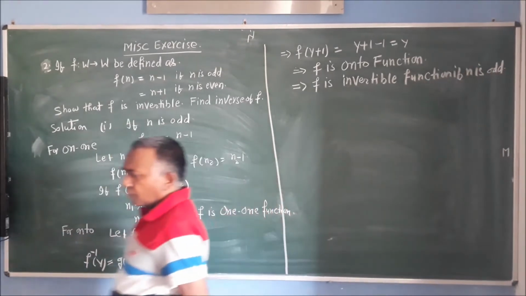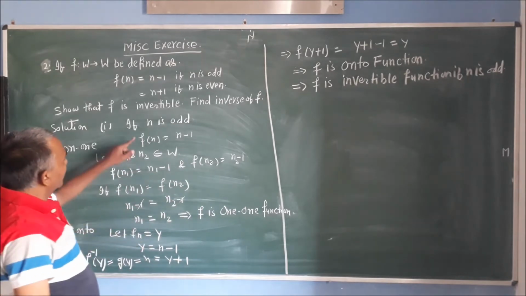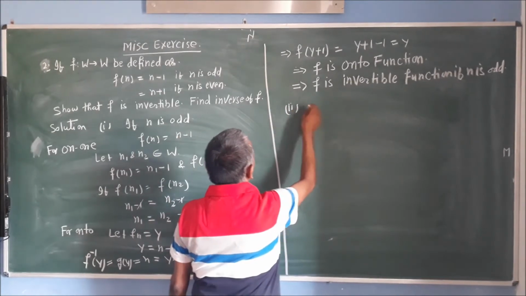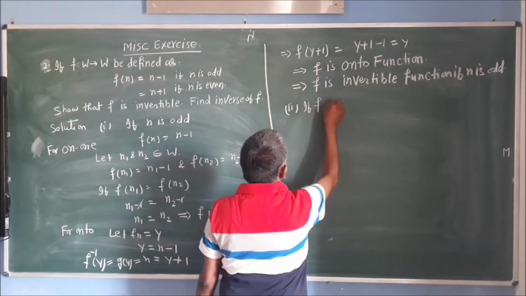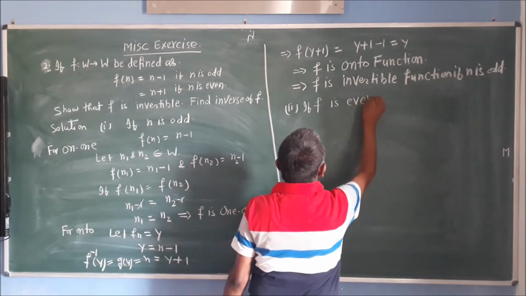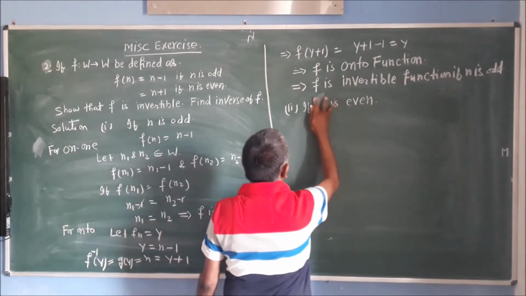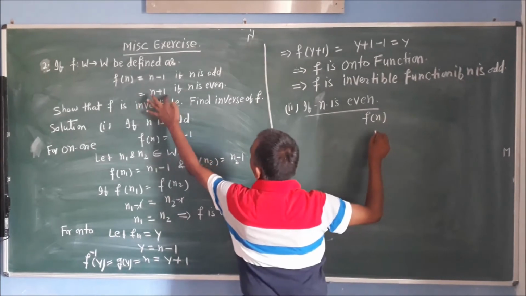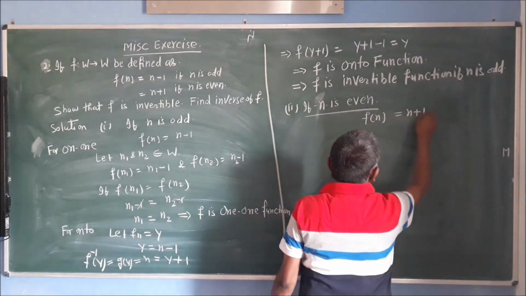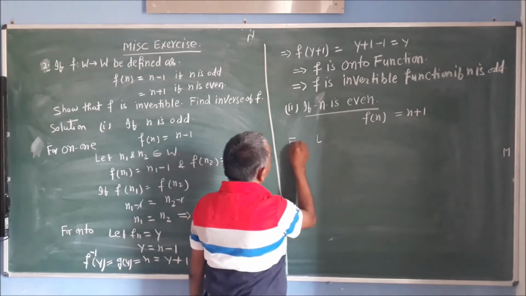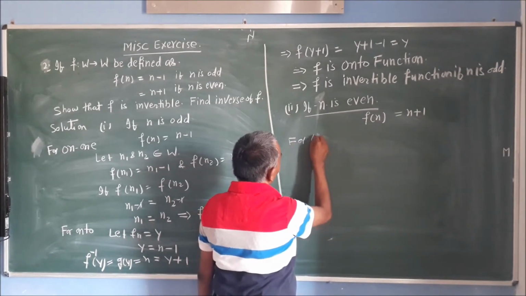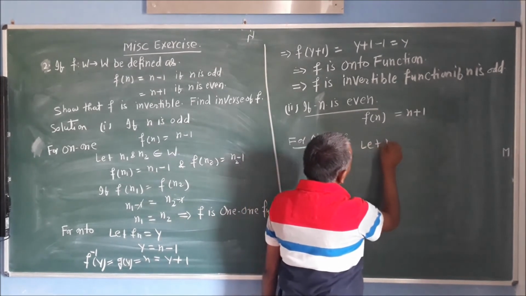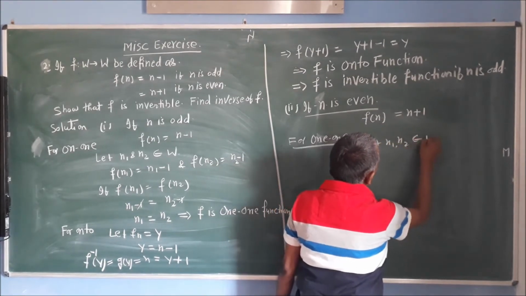Your second case is when n is even. If n is even, then f(n) is equal to n plus 1. Similarly, we have to prove that this function is one-one. So what will we write? Let n1 and n2 belong to whole numbers.